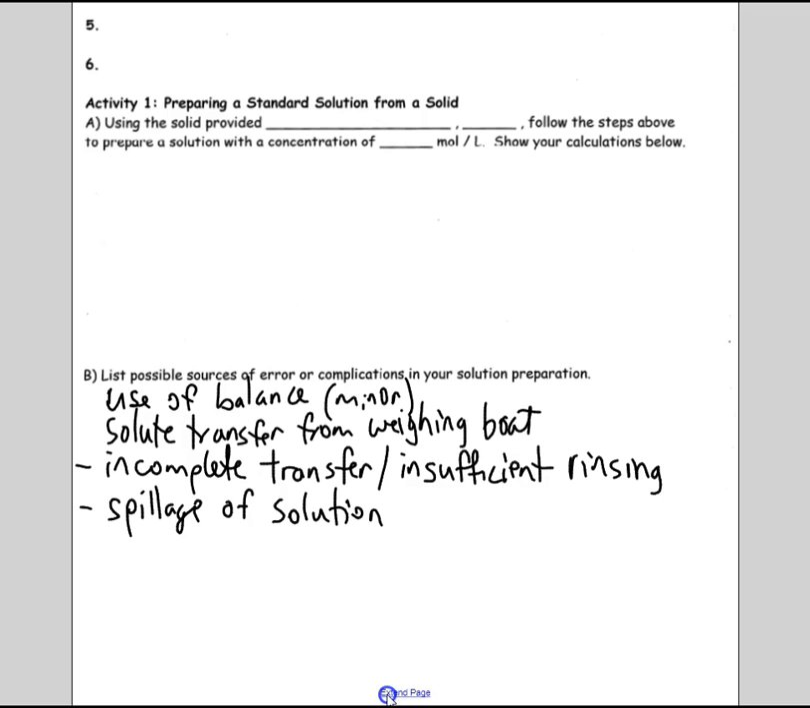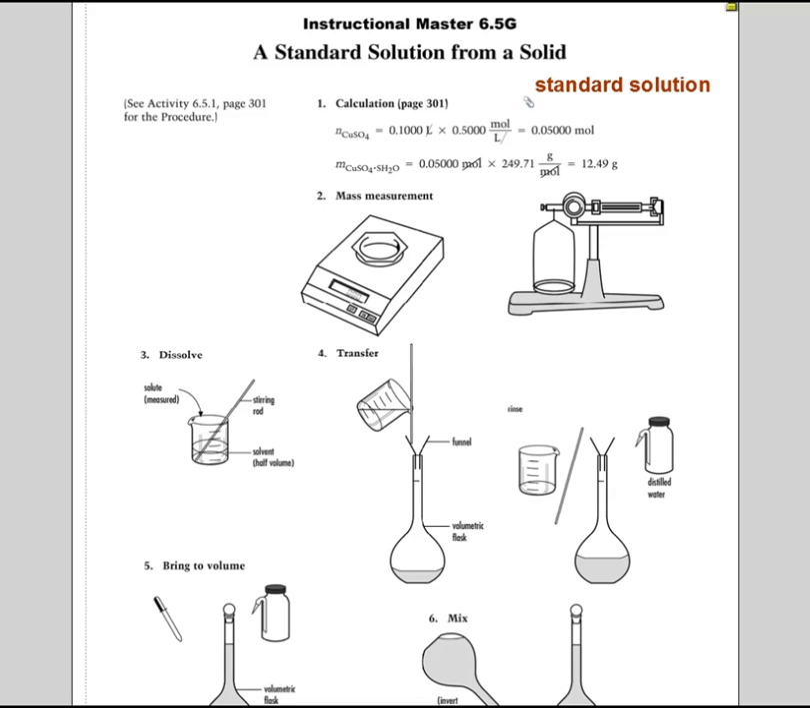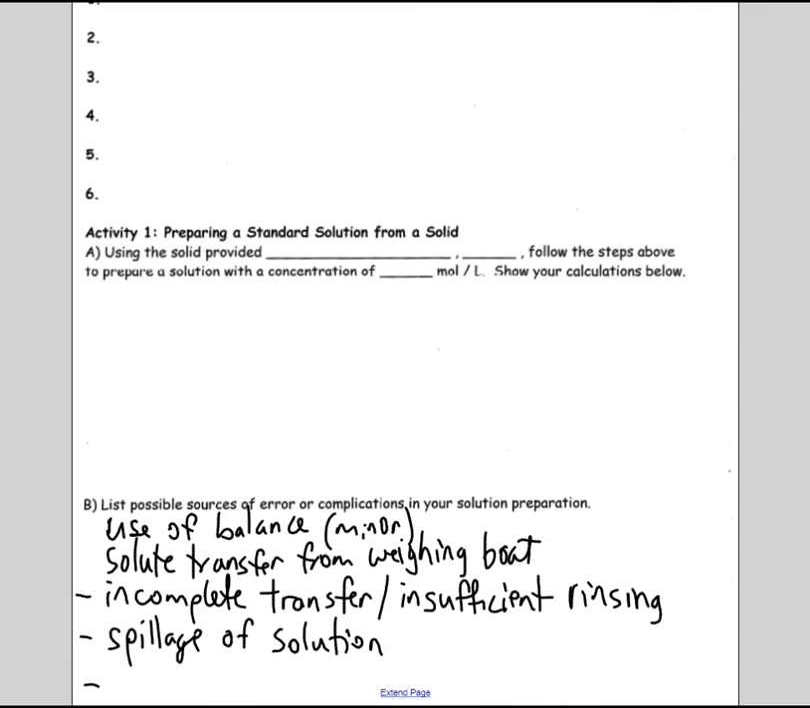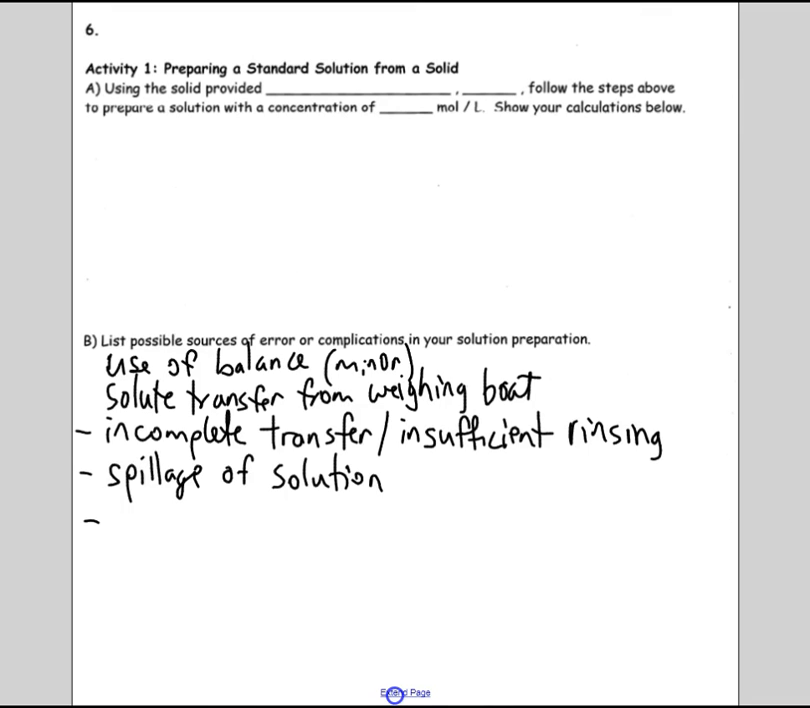Probably the only other source of error at the end, going back to step 5, would be bringing to volume. The mixing, I can't see anything occurring there out of the ordinary, but the bringing to volume, again, if we were to slightly exceed this fill line, that would definitely produce a concentration a little bit lower than what we intended, because we've put more solvent in than we had calculated. So overfilling the flask. Okay, so there are some things we have to watch for.